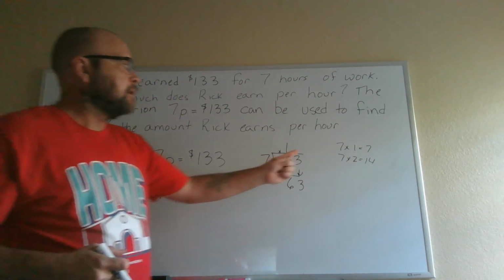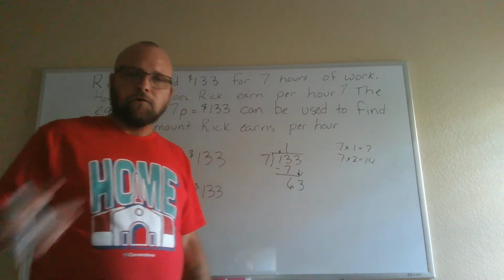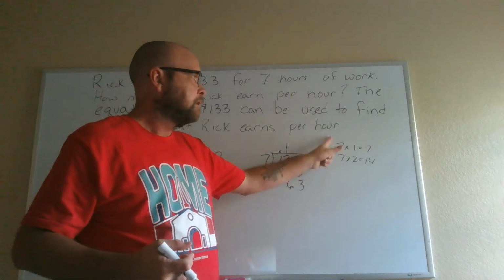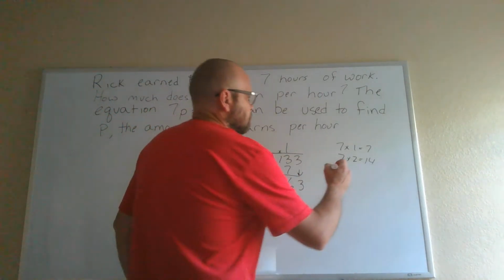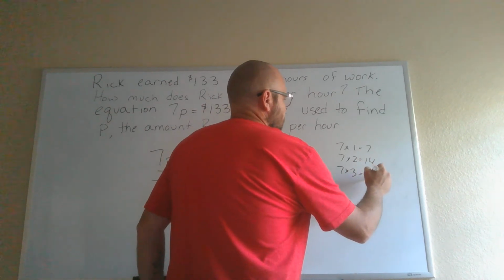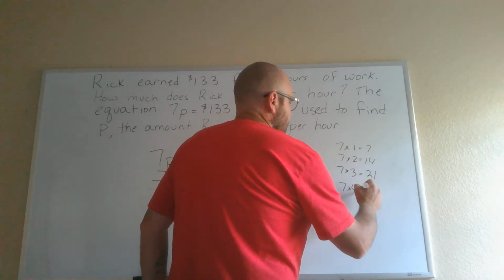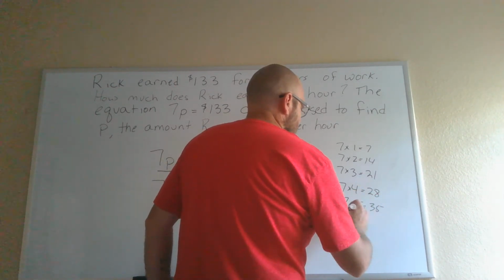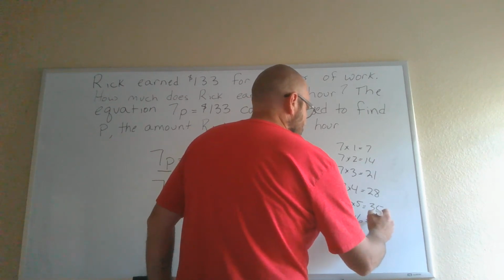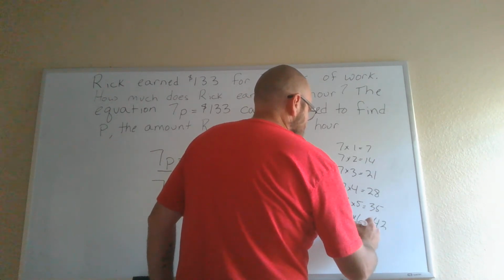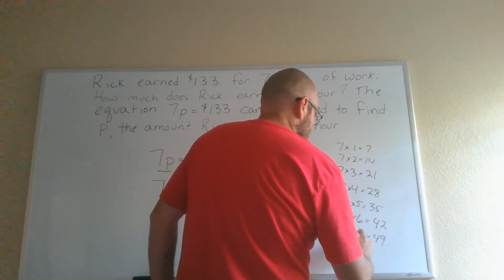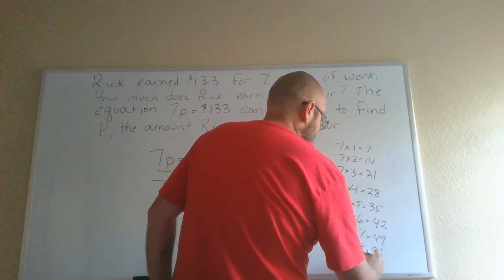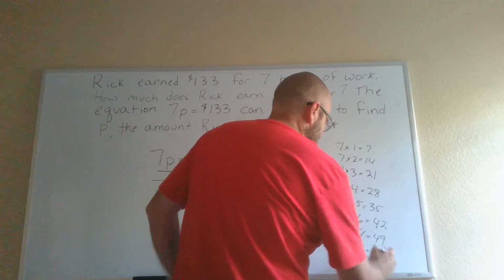Now I'm going to use this as an example because as we get to more difficult problems with bigger divisors, it's going to be real handy for you to list your multiples out here. So 7 times 3 equals 21, 7 times 4 equals 28, 7 times 5 equals 35, 7 times 6 equals 42, 7 times 7 equals 49, 7 times 8 equals 56, and 7 times 9 equals 63.